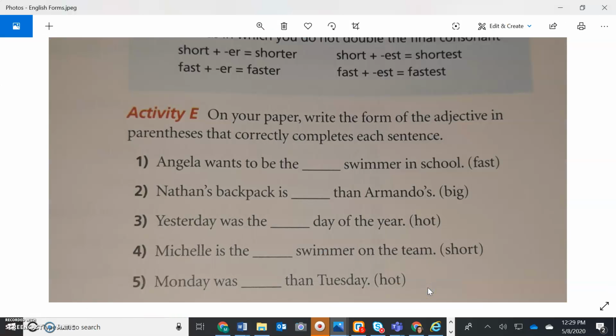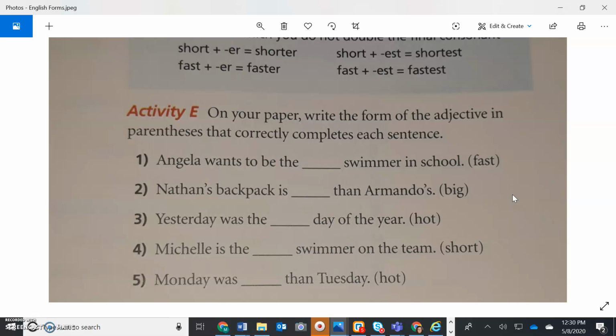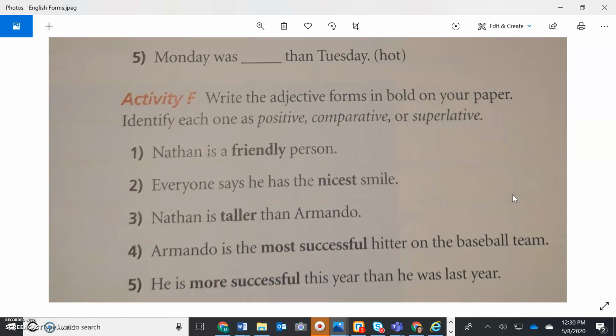Hottest. Michelle is the shortest swimmer. So shortest we can see is up here, so we don't need to look that one up. Monday was hotter than Tuesday. So using our context clues, we doubled the T in hot for number 3, so let's double that T for number 4. Hotter, H-O-T-T-E-R. Okay, and I'm sorry, can you write an E above that? Because that was for activity E.